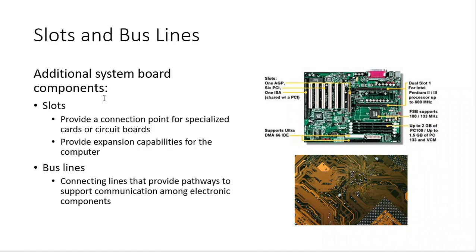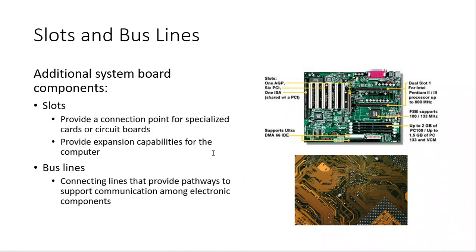Okay, dalam gambar ni saya tak pastilah clear ke tak dekat you all, tapi dia bentuk macam panjang macam ni. Ni adalah slot. Okay, slot provide expansion capabilities for the computer. Dia bentuk panjang-panjang tu adalah slot. Okay, kita boleh slot masuk. Then bus line, connecting lines that provide pathways to support communication among electronic components. Dan you tengok jalur-jalur macam jalan macam tu atas motherboard tu, itu adalah bus line yang membenarkan communication antara setiap komponen. Okay, membawa signal bagi setiap komponen ke komponen yang lain.